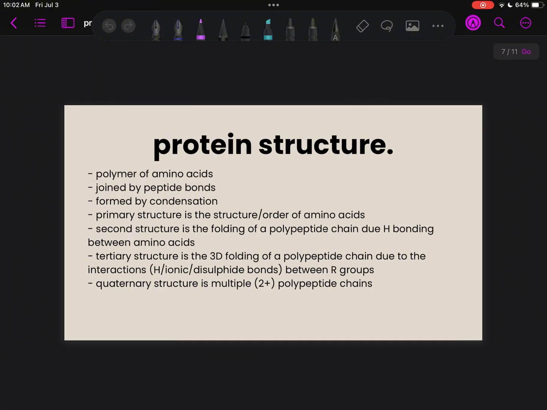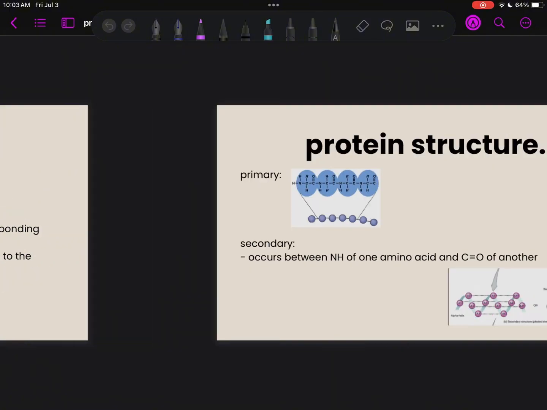Anyways, now let's get into the main body of the content. So when we're talking about protein structure, we're looking at a polymer of amino acids joined by peptide bonds formed by condensation. Primary structure is the structure/order of amino acids. Secondary structure is the folding of a polypeptide chain due to hydrogen bonding between amino acids. Tertiary structure is the 3D folding of a polypeptide chain due to the interactions of hydrogen, ionic and disulfide bonds between R groups. Quaternary structure is multiple, 2+, peptide chains.